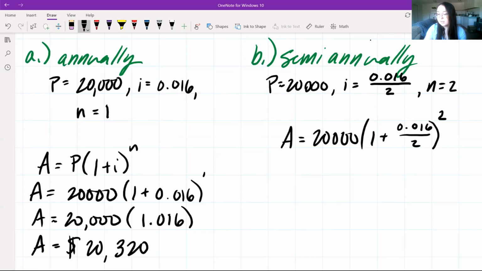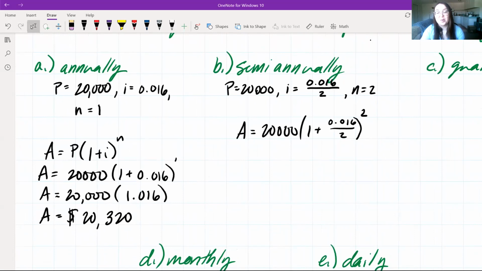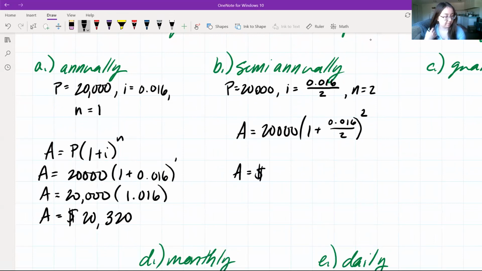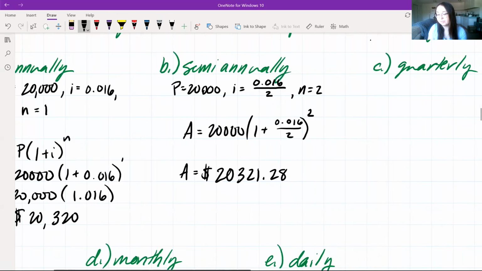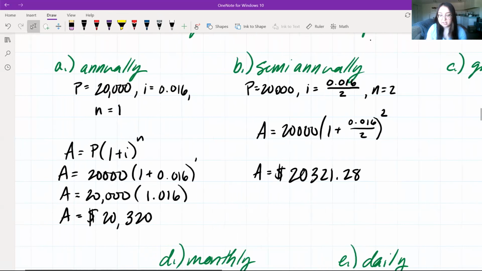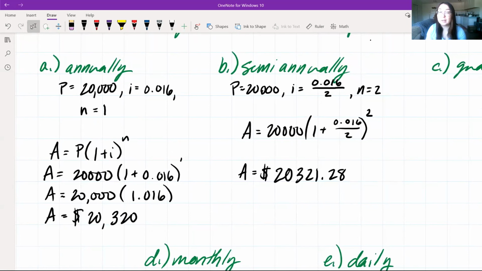Since we have this value, I highly encourage you to go ahead and calculate this on your own. If you did, you should have been able to get $20,321.28. So we see that when we're compounding semi-annually, it's still pretty close to our annual compounding, but we do make a little bit more.